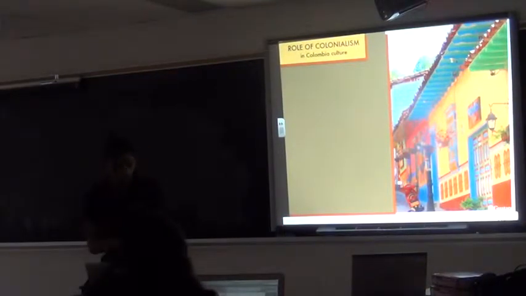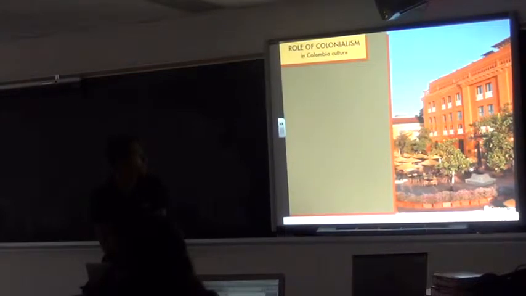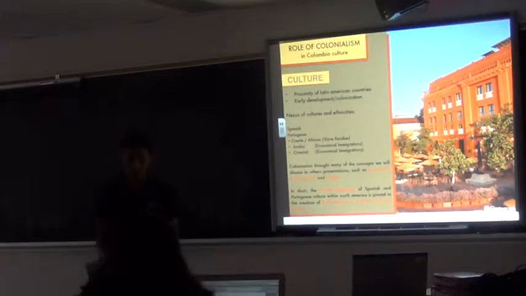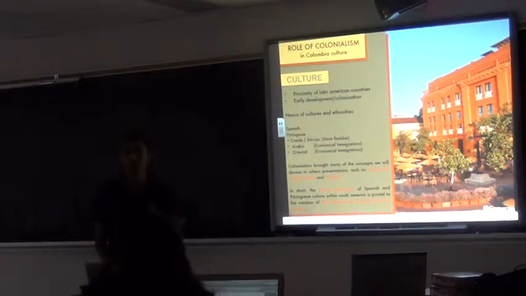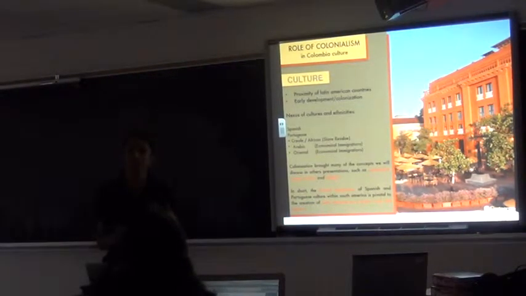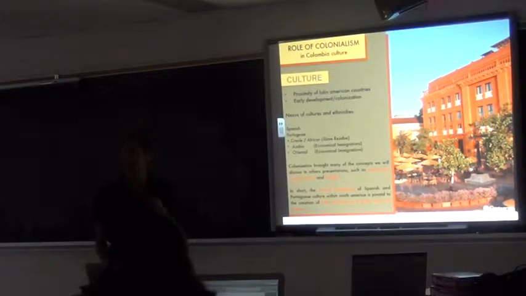So now to the important part, which is culture. The proximity of Latin American countries and its early development and colonization led to a lot of different races and ethnicities coming to this country as an economic boost, so it attracted a lot of different ethnicities. We have the Spanish, the Portuguese who came from Brazil, the Creole and Africans, so that's the residue. When it was colonized, they brought in slaves to do all the labor. Of course, some of them stayed there, so there is a large Creole and African slave presence.